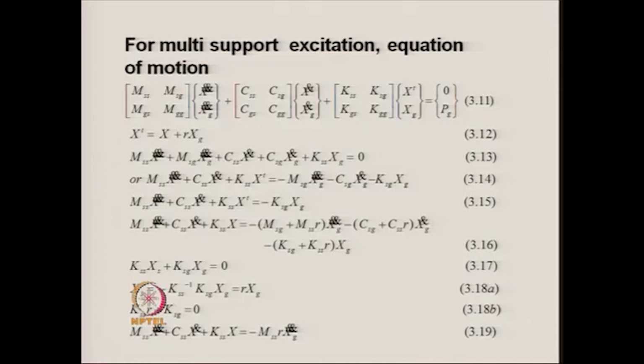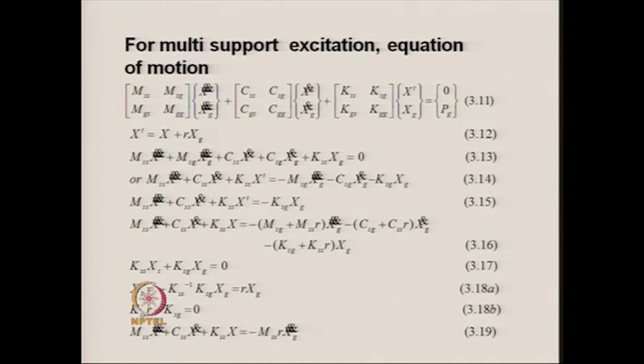Now, what we do for the multi-support excitation problem, the coupling mass matrix MSG and CSG are generally ignored. In fact, in most of the cases MGG turns out to be 0 for no soil structure interaction problem, and MSG or these coupling masses are also 0. Therefore, one can assume MSG to be equal to 0 and CSG also to be equal to 0, not contributing much to the equation of motion. And if we ignore that, then we get equation 3.15, in which on the left hand side we have all the quantities in terms of the total motion: total displacement, total velocity and total acceleration. On the right hand side we have minus KSG into xg.